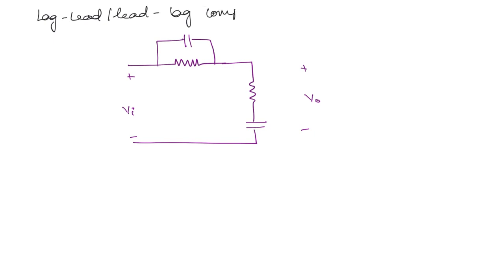Whether it will be lead lag or lag lead will depend on the values that you take here. Here you have R1, C1, R2 and C2. The resultant poles and zeros that you're getting, whichever is more dominant, accordingly it will become the respective compensator.